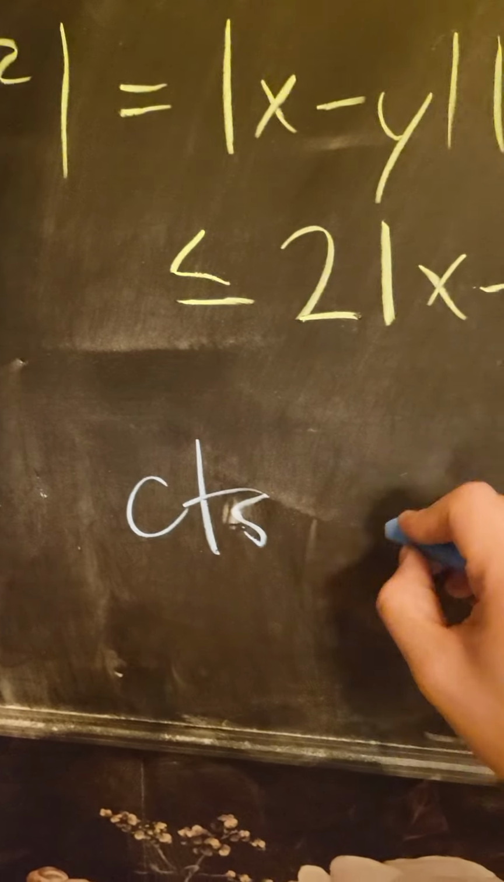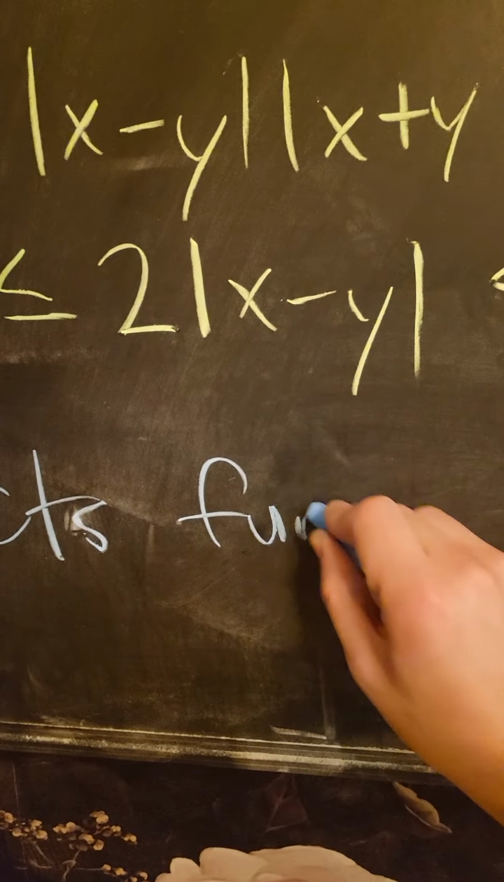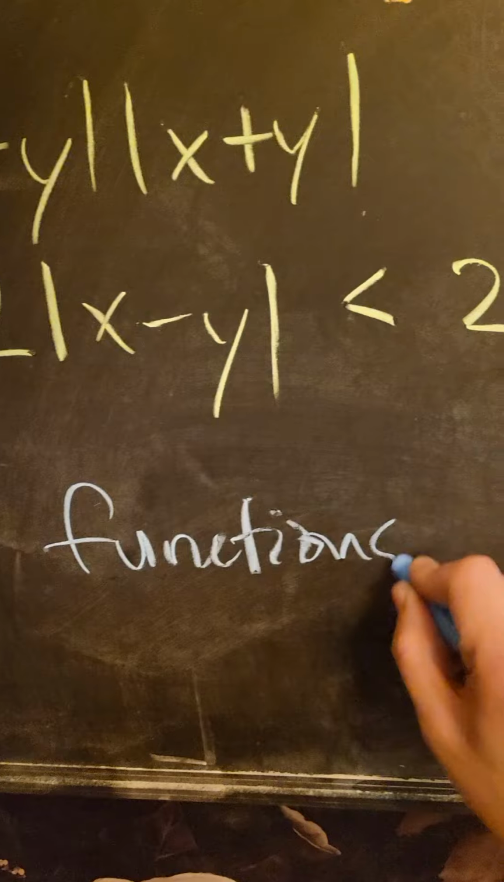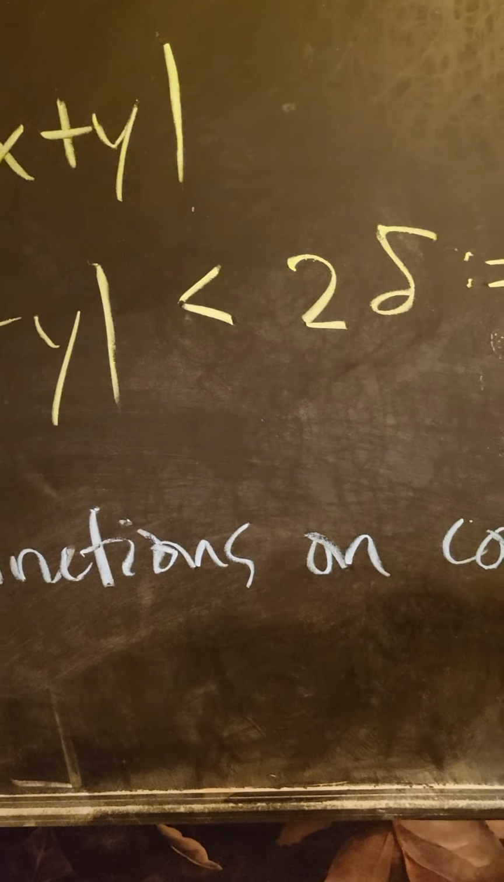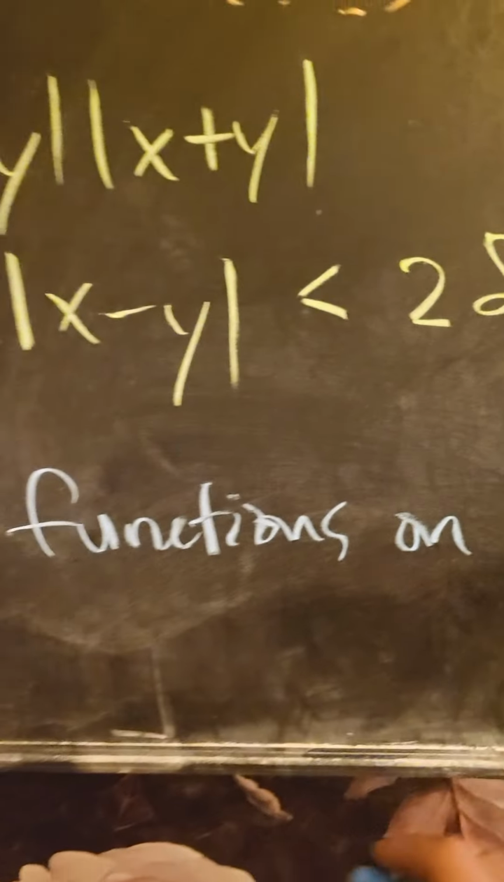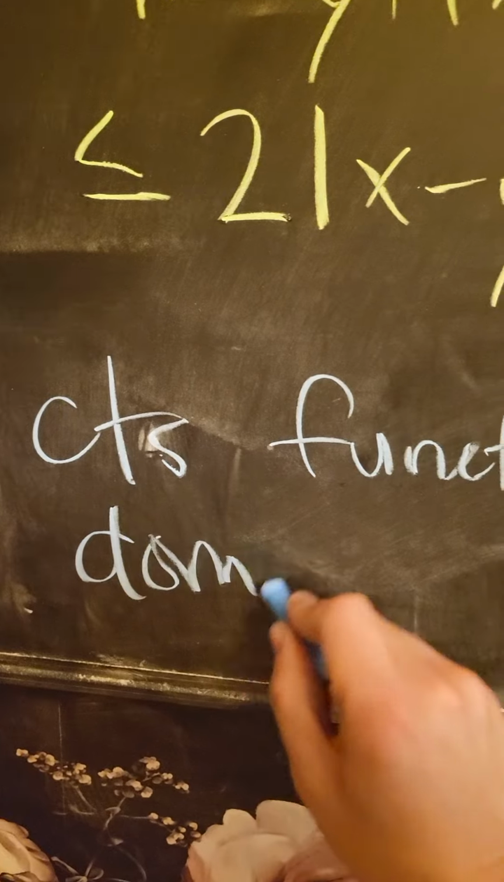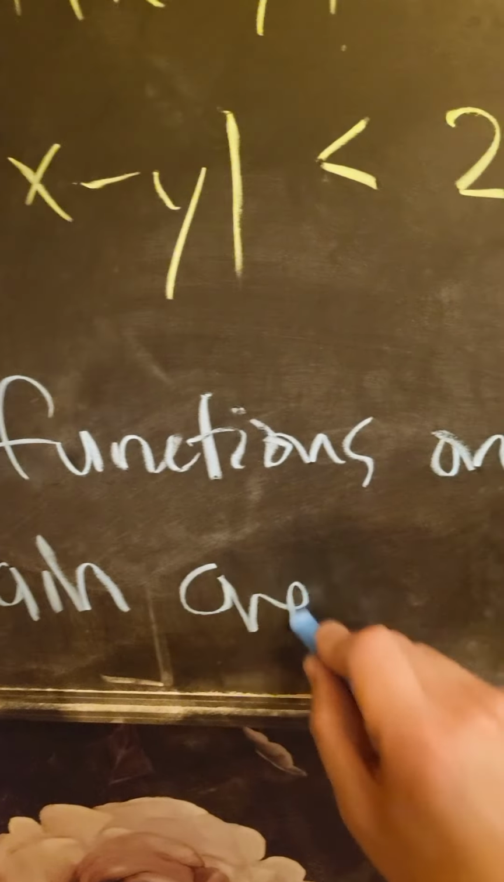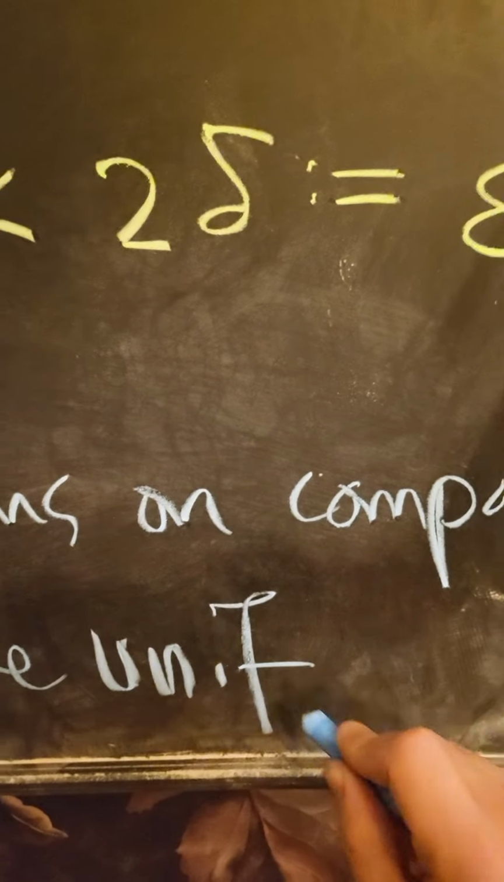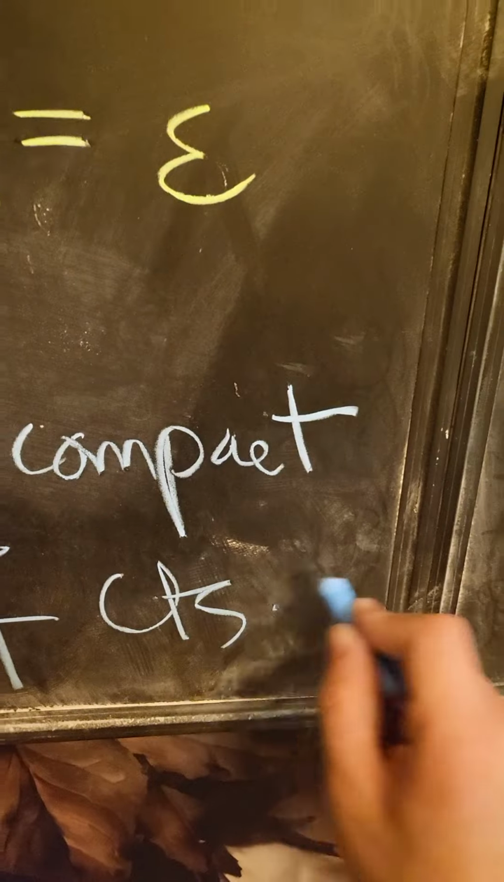Continuous functions on compact sets, on compact domains, are uniformly continuous, right?